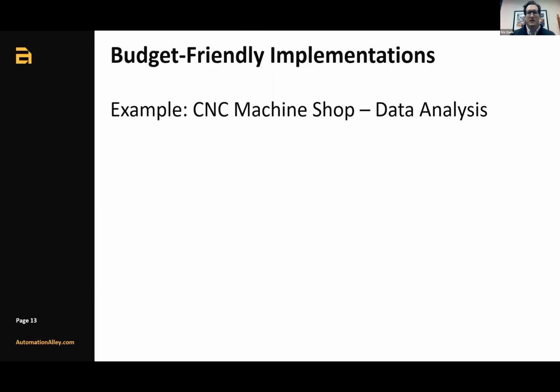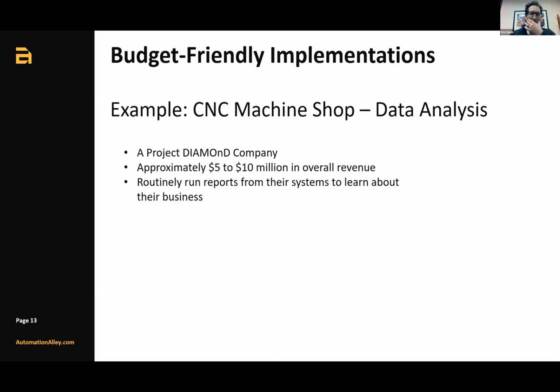Another one is a CNC machine shop. So this is someone we've worked with at Automation Alley doing data analysis. Not necessarily Industry 4.0, but it is a good example of a precursor to it. A Project Diamond company, they have approximately 5 to 10 million in overall revenue. One of the things they do, which again isn't Industry 4.0, but it leads into those implementations, maybe using AI or something like that.